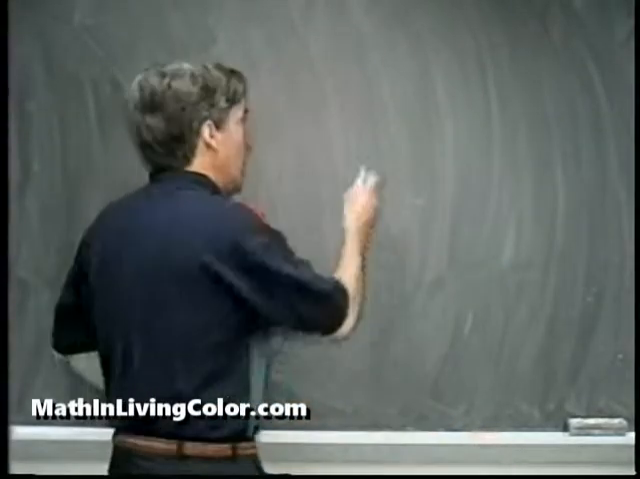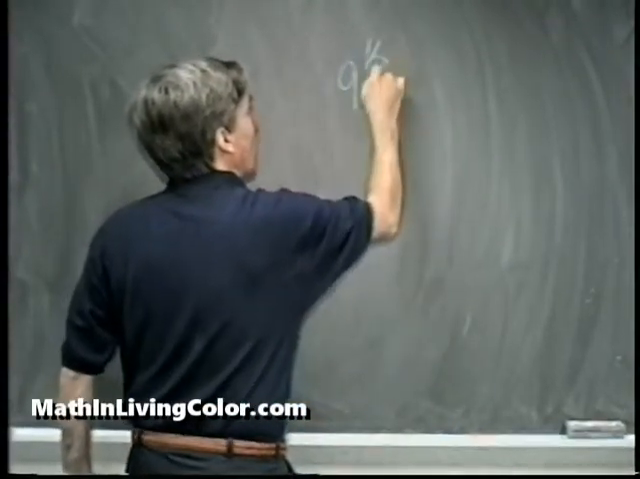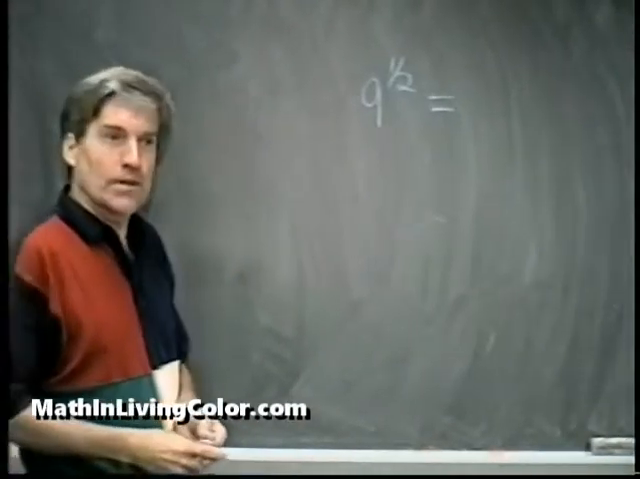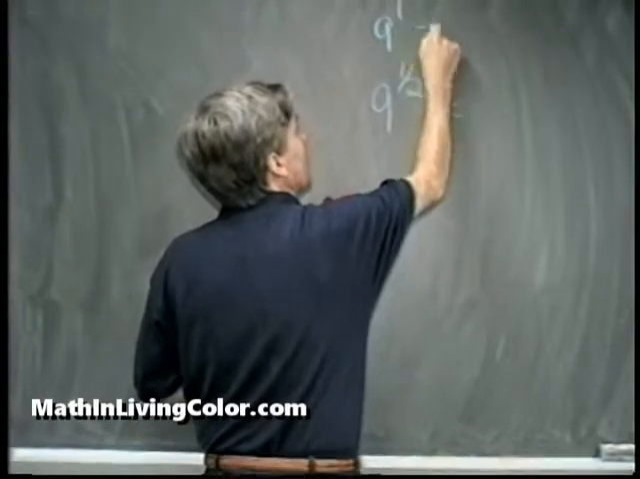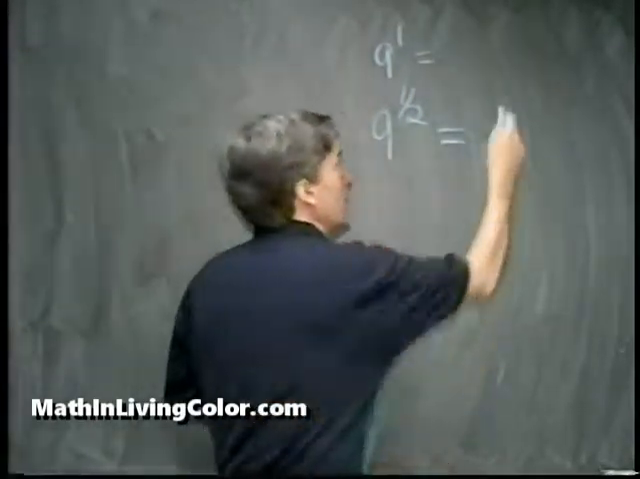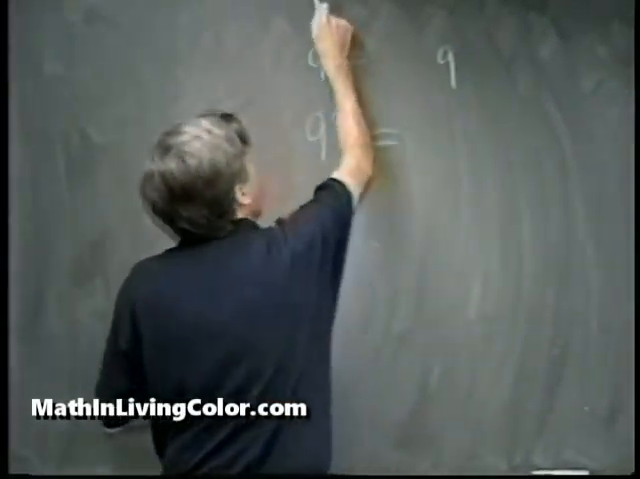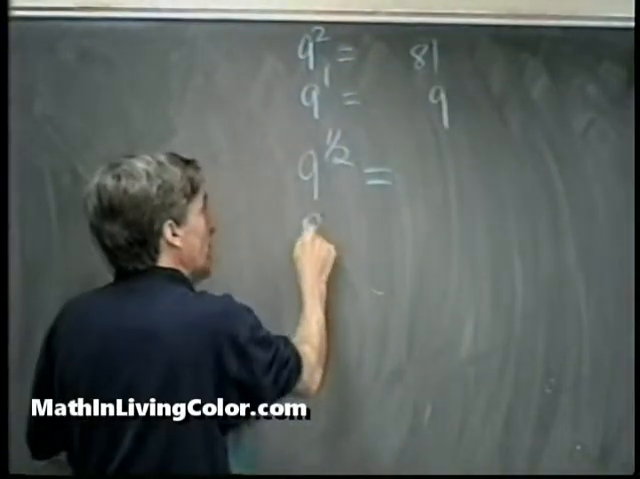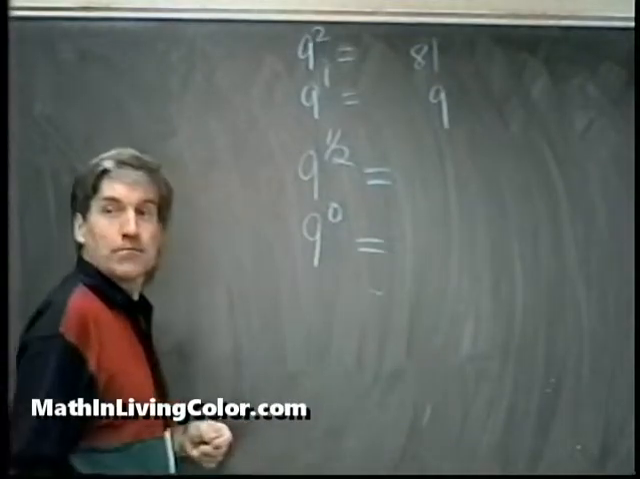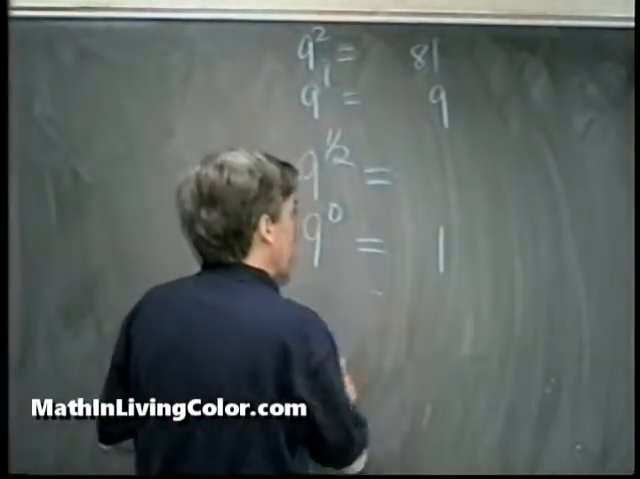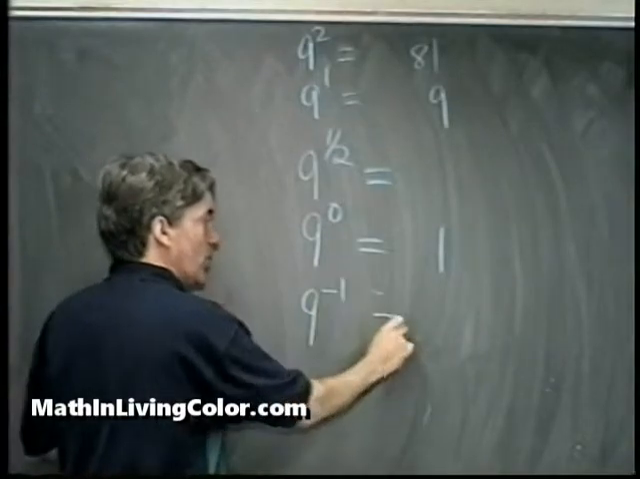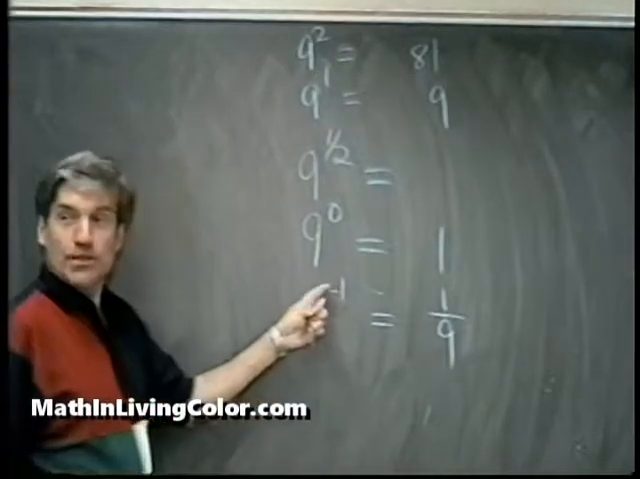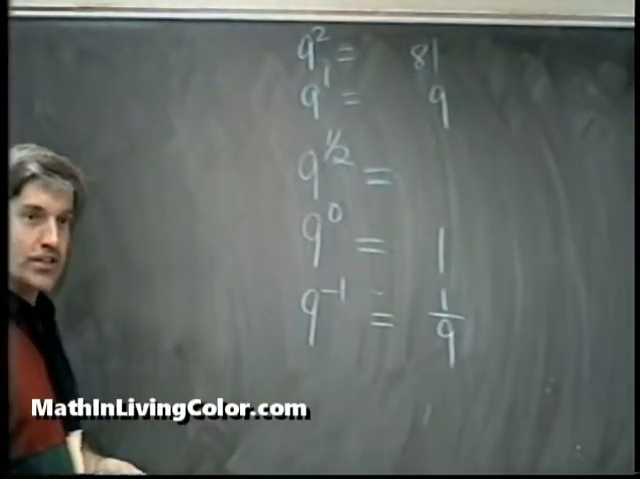Let me start with a problem like 9 to the 1/2 power. Have you ever seen a 9 to the 1/2 power before? Now you know what 9 to the first power is, don't you? 9 is just 9. You all know what 9 to the second power is. That's 81. You know what 9 to the 0 power is? 1. And you know what 9 to the -1 power is, don't you? 1 over 9. Remember, a negative exponent means 1 over. Quick review, no extra charge there.